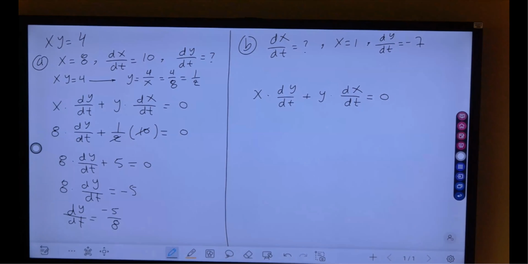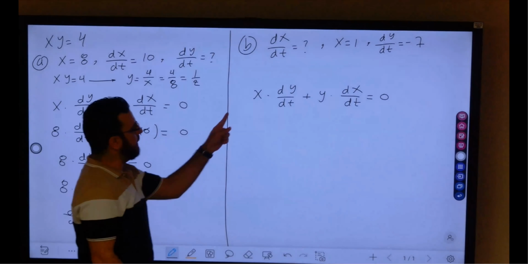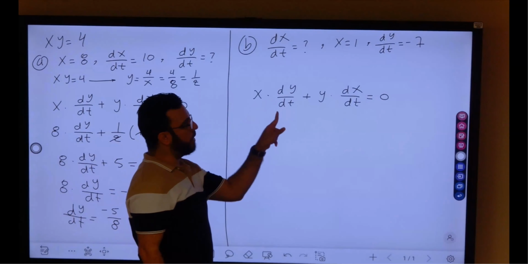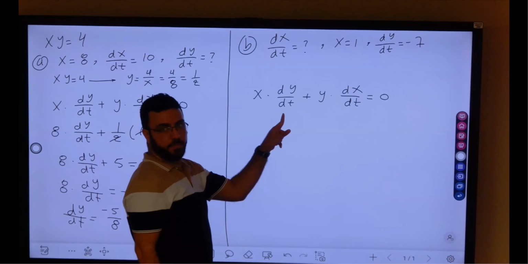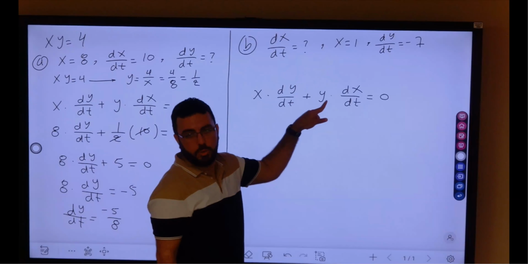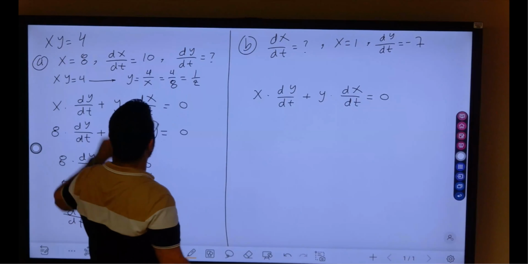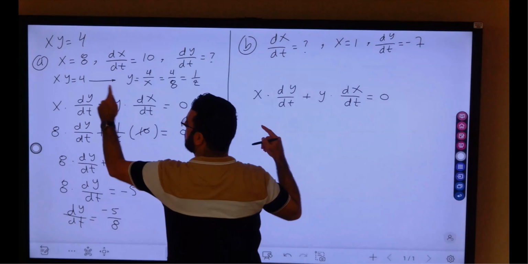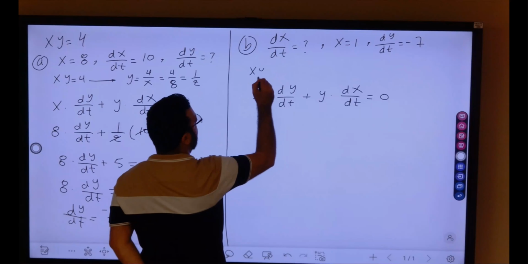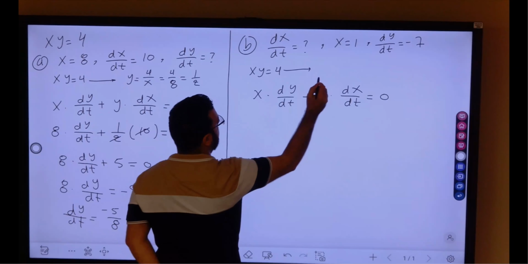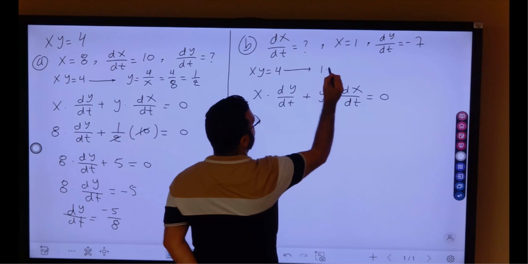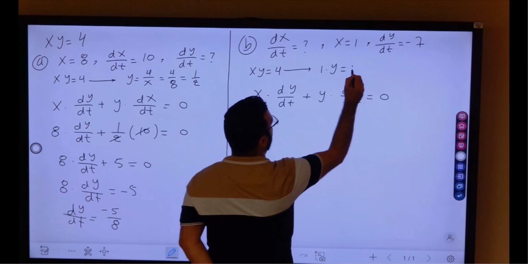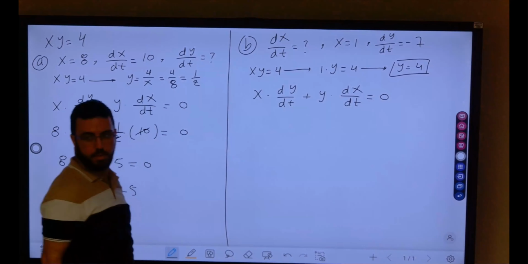Now again, I'm going to check what I have. I have x. I have dy over dt. Do I have y? There is no y. So I'm going to plug in y from the original equation. It's the opposite of the previous one. xy equals 4, which means I have x equal to 1 times y equals 4. That means y equals 4.